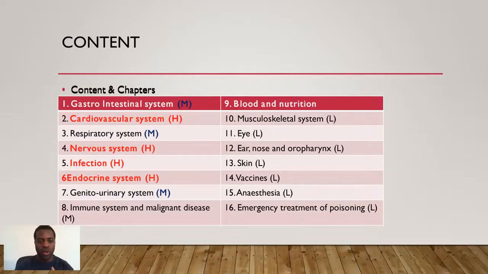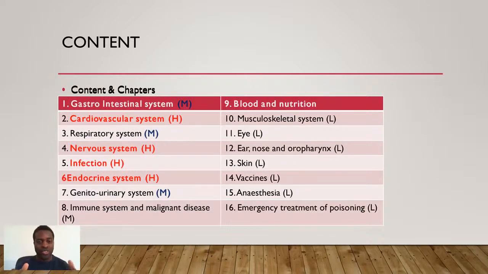So if you look at the blue ones over here, let me try to use my mouse. If you look at the blue ones, I've got M, those are your medium ones. These are about 25 to 35% of your time you need to spend on these ones. So you've got 5 medium ones: the respiratory, the genitourinary system, your immune system and malignant disease, and the blood and nutrition.